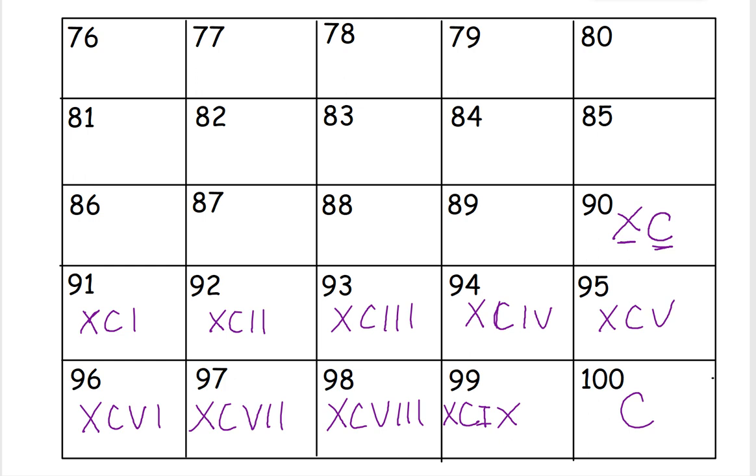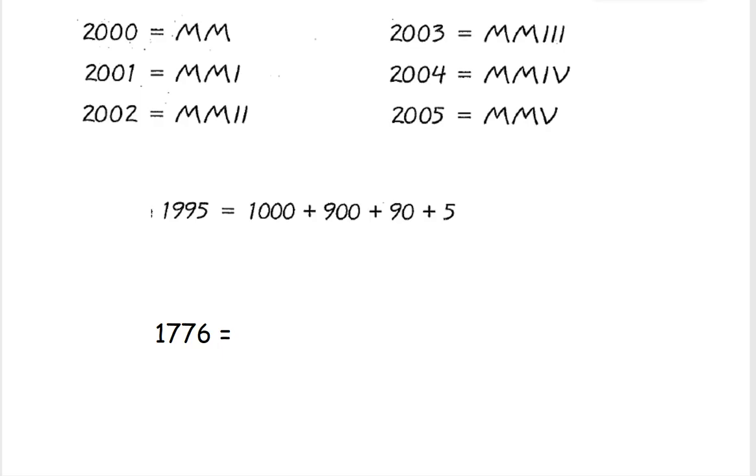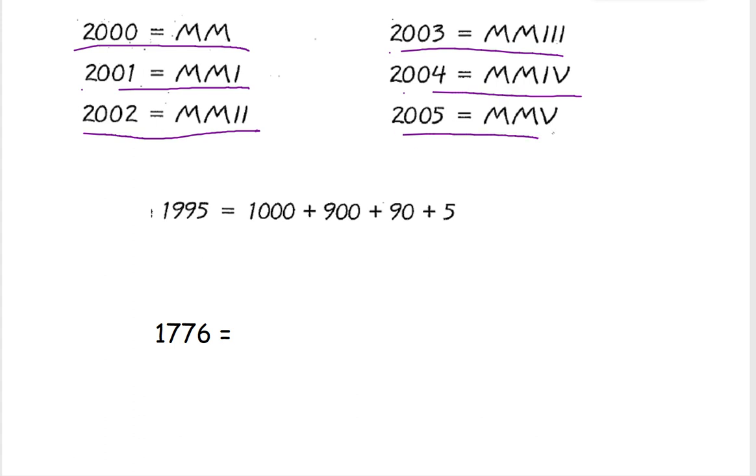So Roman numerals are often used to write on cornerstones of a building to show what year it was built. So the year 2000 would be written as MM. 2001 would be MMI. 2002 is MMII, etc., until we get to 2005.